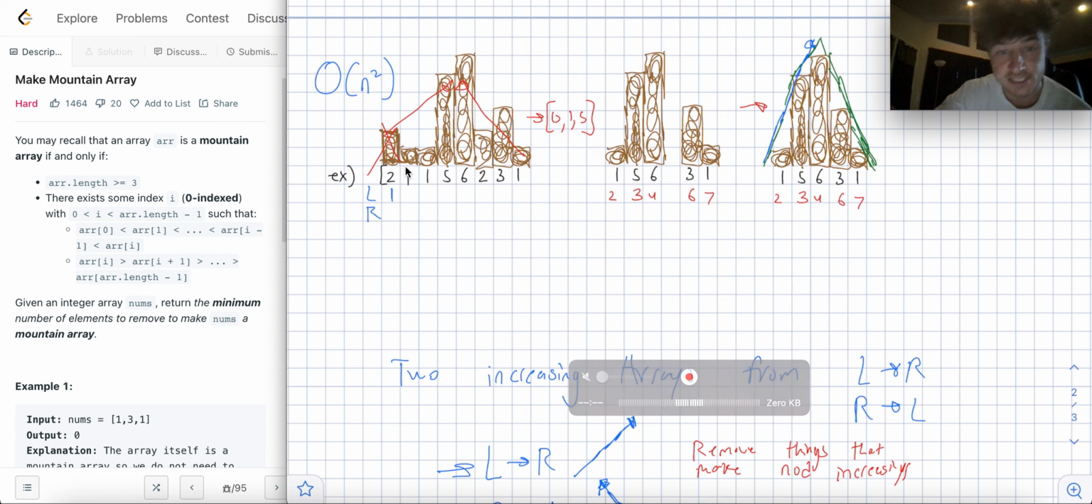Longest increasing subsequence ending at 1, starting from the left, is just 1 itself because 1 can't attach itself to 2, because that's not increasing. So it's just 1. This one is 1 plus, well, it can't attach itself to this, and it can't attach itself to this, so it's still 1.